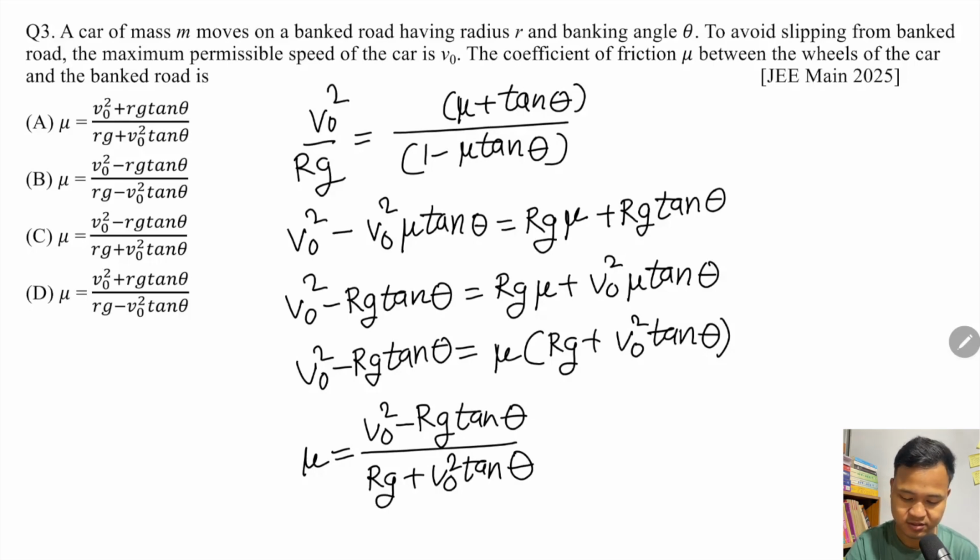In the options, so rz plus v naught square tan theta. So you have option B is wrong, D is wrong. Then v naught square minus. Okay, that means you have option C.